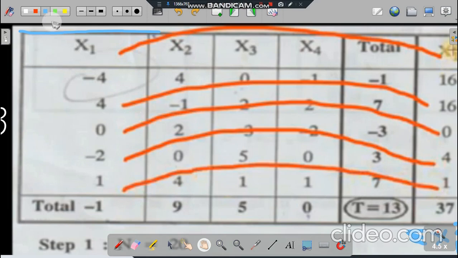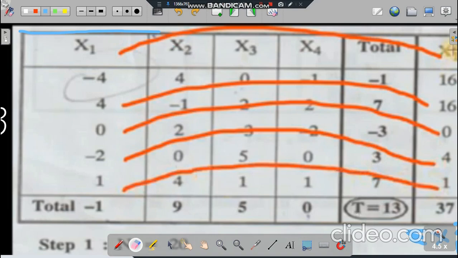Now the next step is that we have to add these elements and write here -4 plus 4, 0 plus 0, 0 minus 2, minus 2 plus 1 minus 1, like that. Add this number right here, add this number right here, add this number right here. This is the first step we have to do here.